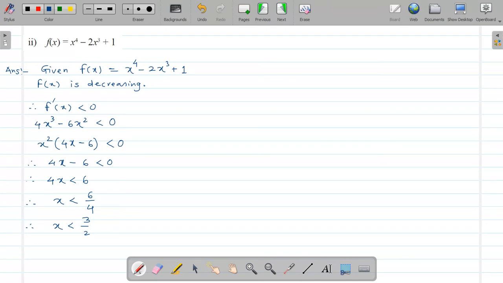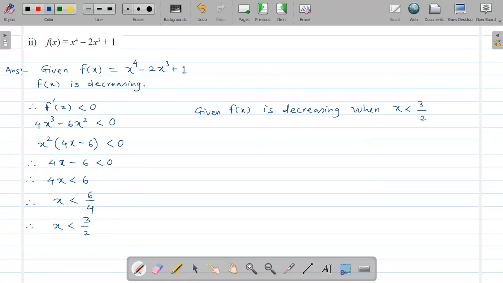So the given function is decreasing on the real line when x is less than 3 by 2. So you can complete the answer like this: given f of x is decreasing when x is less than 3 by 2. So you can keep this as a final answer.